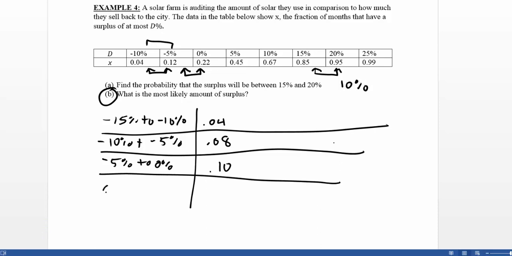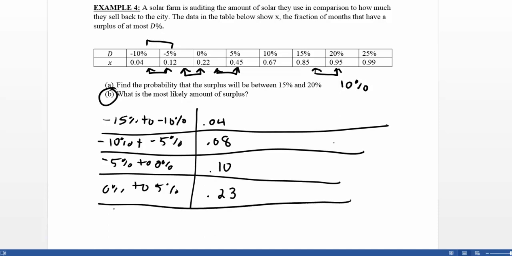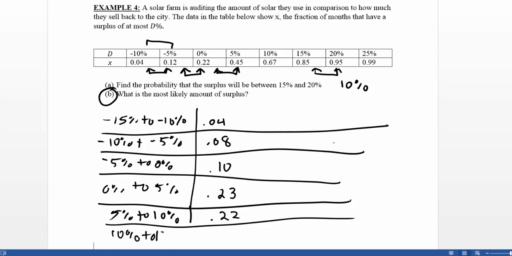So the next, I'm going to look at 0% to 5%. If I subtract my two values here, I get 0.23, or 23% of the time I'm between 0 and 5% surplus here. Then I'm going to look between 5 and 10%. And when I subtract those two values, I'm going to get 0.22. And then I have 10% to 15%. So from 10% to 15%, I subtract those two numbers, and I'm going to get 0.18, or 18%.